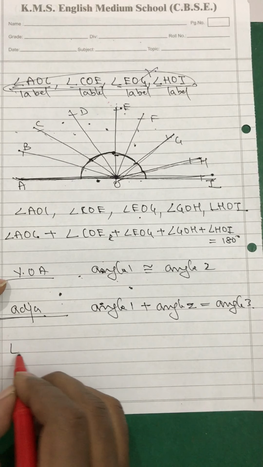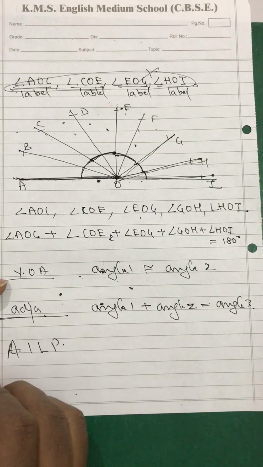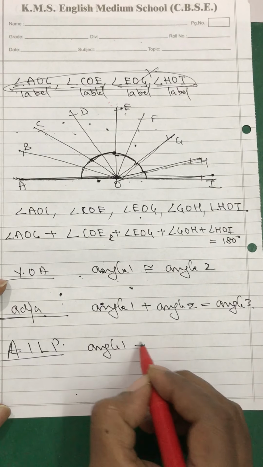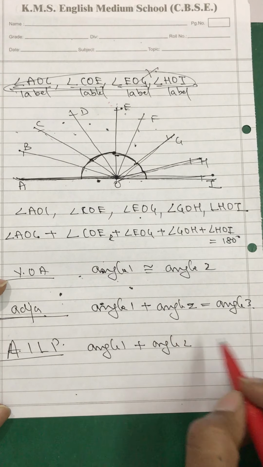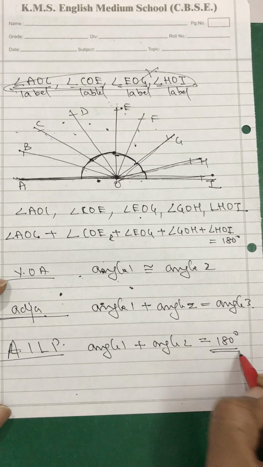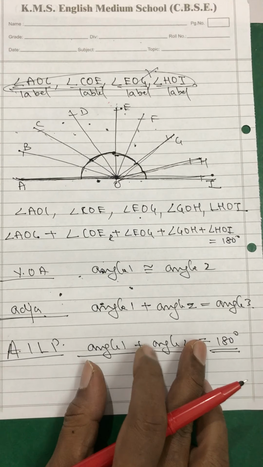That is adjacent angles. And then we understood angles in linear pair. Angles in linear pair will always be angle 1, in continuity with angle 2. When they are continuous, they form a straight line, and that's why the sum will always be 180 degrees. Angle 1 plus angle 2 is equal to 180 degrees. So this is the concept that I have done, my dear students.